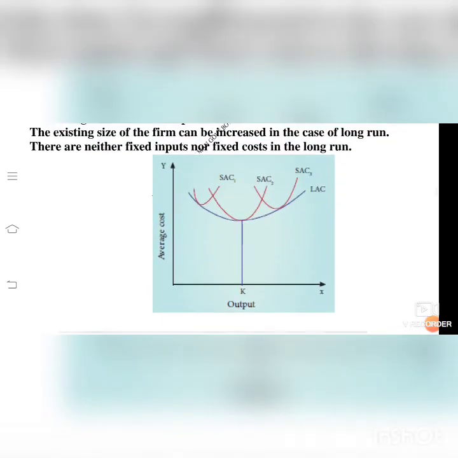It is a locus of points denoting the least cost of producing the corresponding output. The LAC, the long average cost curve, is called the plant curve or boat-shaped curve or planning curve or envelope curve. These are the substituting words for the long run average cost curve. You can see the shape, isn't it? It may be a boat-shaped curve, plant curve, planning curve or envelope curve.